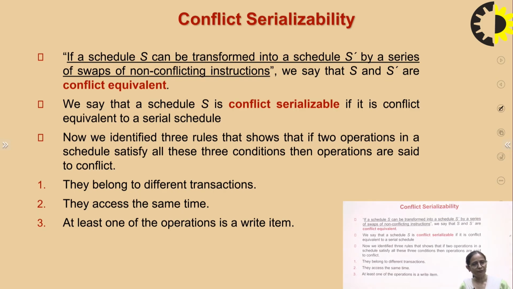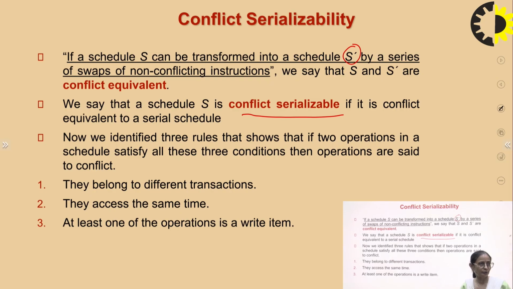So what is conflict serializability? If a schedule S can be transformed into another schedule S dash by a series of swapping of non-conflicting instructions, then we say that S and S dash are conflict equivalent. And if one of them becomes a serial schedule, then we say that it is a conflict serializable schedule. So now we have identified 3 rules: if 2 operations in a schedule satisfy all these 3 conditions, then the operations are said to conflict.